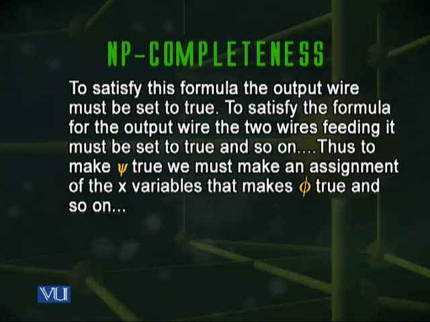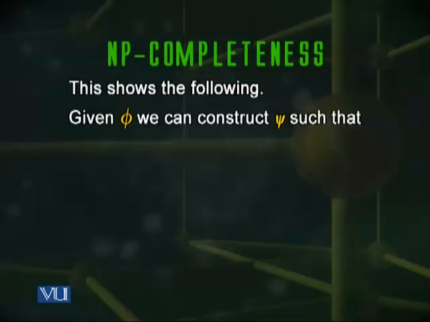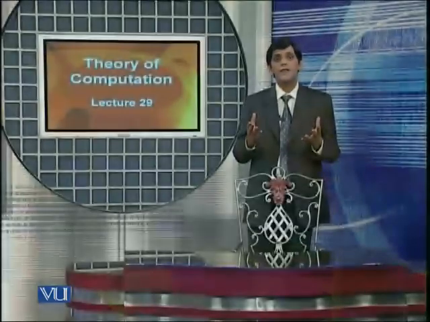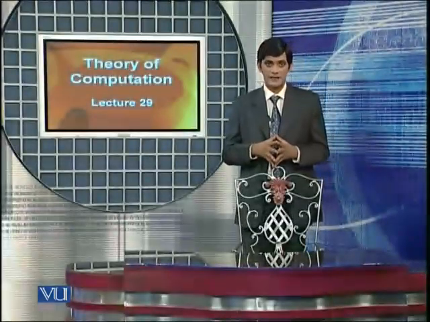Formally, if we want to give the reducibility, if we are given a formula phi, we can construct psi such that phi is satisfiable if and only if psi is satisfiable. The second thing we notice is psi is in CNF. The third thing we notice is that in psi, every clause has at most 3 literals. So psi is a formula that is very close to a 3-SAT.